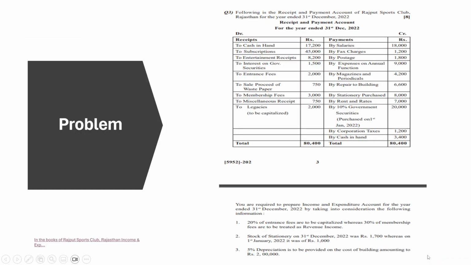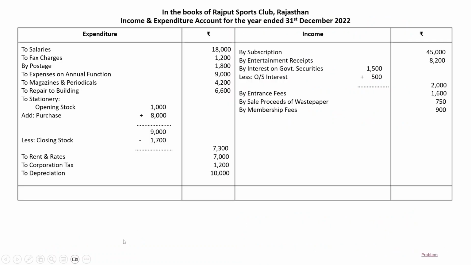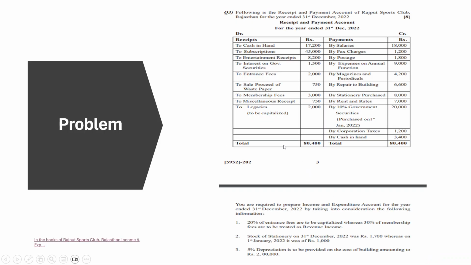Next one is what? To miscellaneous receipts. Okay, miscellaneous receipt is totally revenue income. So show that amount under the income side. By miscellaneous receipts 750. Next one is what? To legacies. And what is given to be capitalized? 2000. Means this whole amount is the capital income. And you know, capital income we never record under the income side of the income and expenditure account. So it is not recorded under the income side. Okay, so in this way all the amounts from the receipt side we have transferred to the income and expenditure account, as well as we have completed all the 3 adjustments.